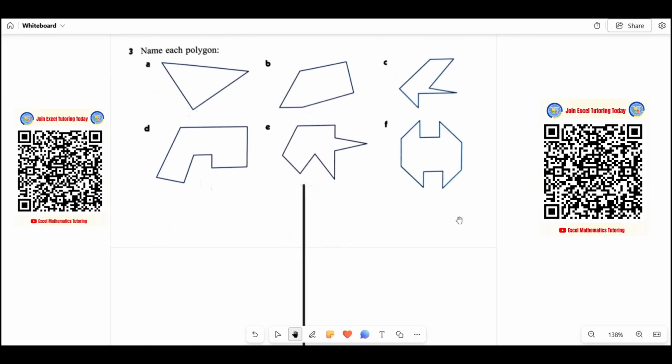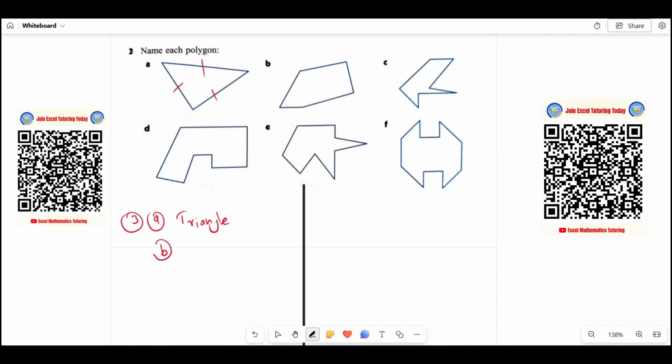So here they are given, name each polygon. So what's the name of polygon A? Polygon A, we call it a triangle. So with 3 sides we usually call it a triangle.